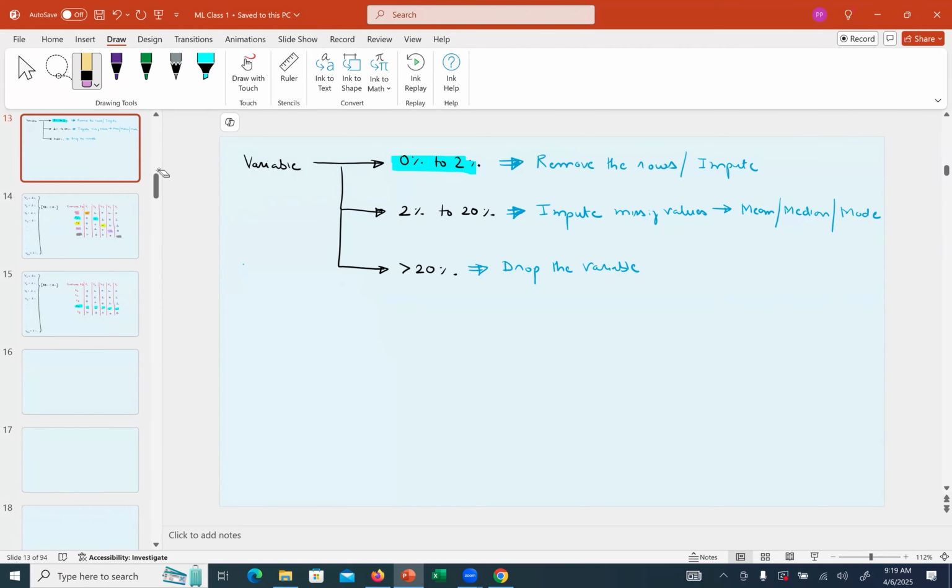And the last one is when your variable has more than 20% missing values, let's say 30% missing values. In that case, you should not impute the values, because you cannot replace 30% of the values based on 70% of the values. So in that case, it's better not to use the variable altogether. That's what I mean by dropping the variable.